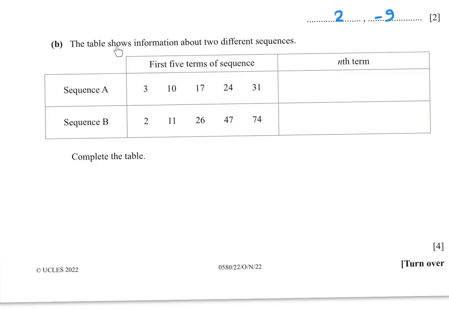Now 6b, the table shows the information about 2 different sequences. Sequence A: 3, 10, 17, 24, 31. So what is the rule? 3 plus 7 is 10, 10 plus 7 is 17, 17 plus 7 is 24, 24 plus 7 is 31. So we add the same number each time, 7, so the nth term is 7n plus or minus what? Go one step back. Now we need to find the number. If you add 7, you get 3. So 3 minus 7 is negative 4. So this number is negative 4. So now the nth term is 7n minus 4.